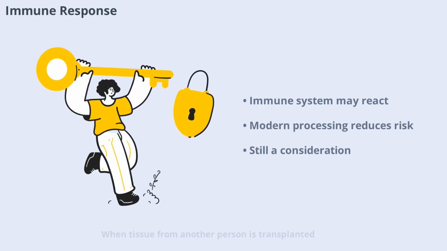When tissue from another person is transplanted, the recipient's immune system may recognize it as foreign. This can trigger an immune response, which may affect the success of the graft. Modern processing techniques aim to reduce this risk by removing cells and proteins that could cause a reaction. While the risk is low, it's an important consideration in the use of allografts.